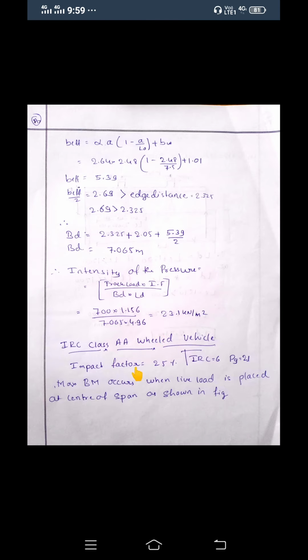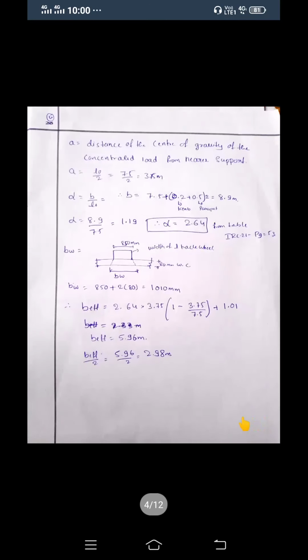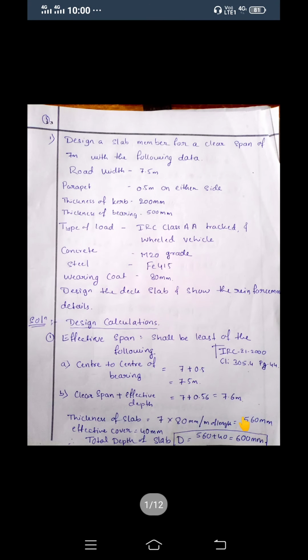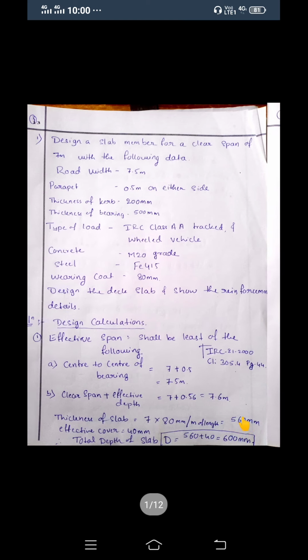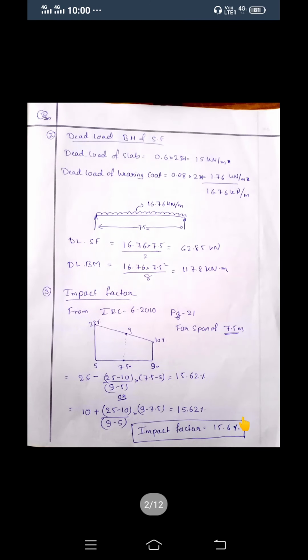For the wheeled vehicle, you can go through the IRC 6. You will get the specification of the wheeled vehicle, and that has been discussed in our first module itself. The first step is again the span and all those things we have calculated. So I will show here the effective span. The effective span we have calculated, and based on that the thickness of the slab we have calculated.